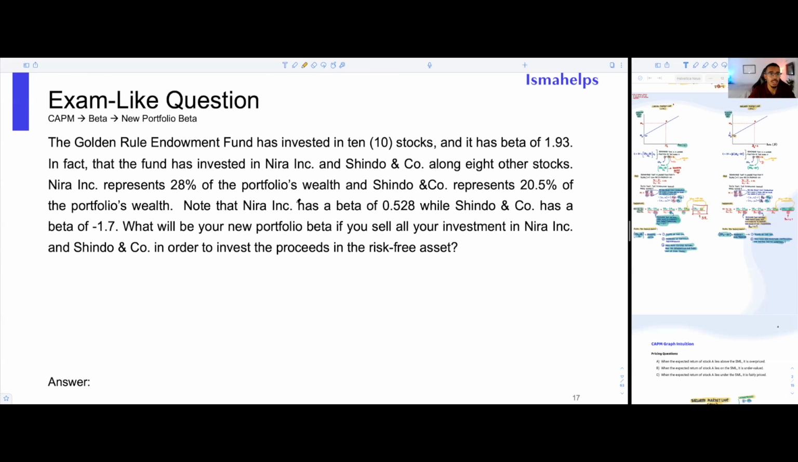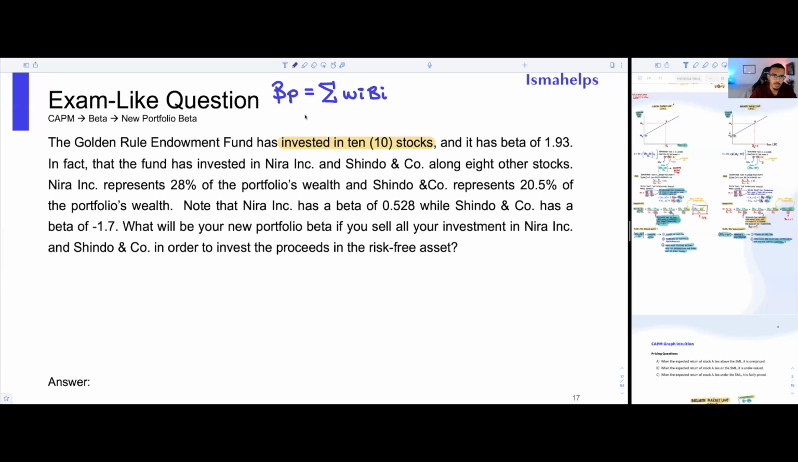So the Golden Rule Endowment Fund has invested in 10 stocks. And actually, I'm going to take a step back. I'm just going to highlight the formula I really need you all to remember and give you a quick description of what it means. The formula for the beta of a portfolio is pretty straightforward. It's simply the weighted average, or the weighted sum, of all of its individual betas. That may not look like much, and maybe I didn't describe it the right way, but a really good intuitive display of the formula would be as follows.